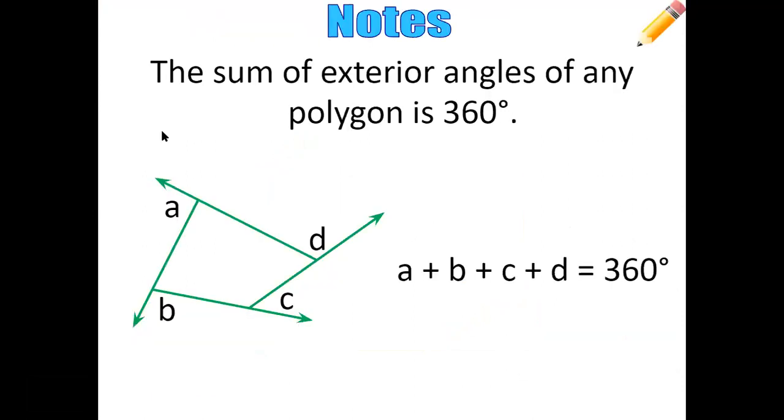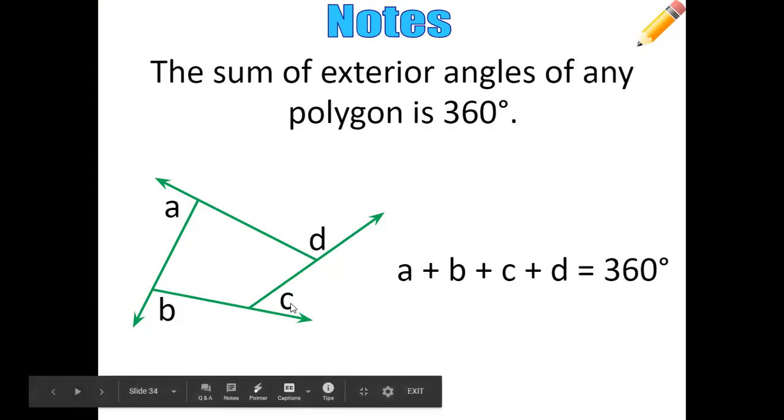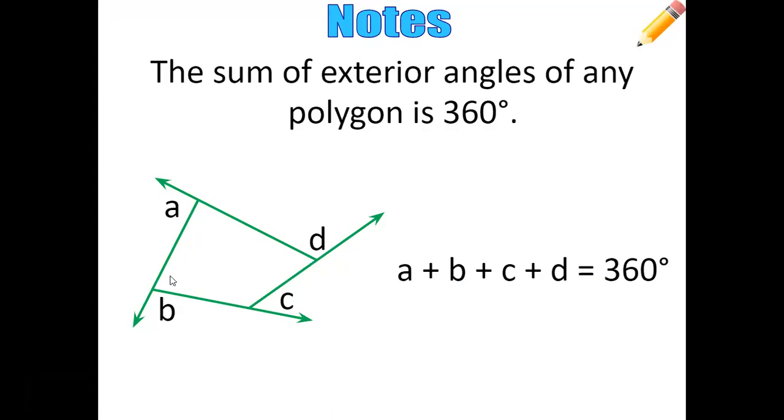So we know that the sum of exterior angles of any polygon is 360, right? The sum of the exterior. So that means that it doesn't matter how many you have, 1, 2, 3, and 4, they should always add up to 360. The inside is what adds up to 180, okay?